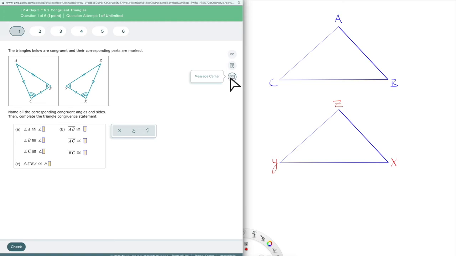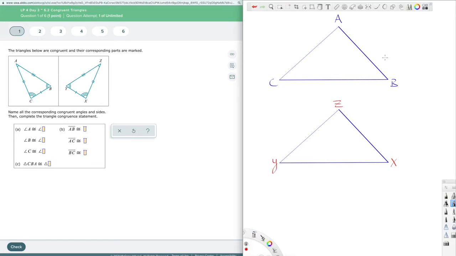All right, so let's go ahead and talk about congruent triangles and the markings that go with this. When we're talking about angles, they're going to have us mark angles, they're going to have us mark sides, and then they're going to have us show that one triangle is congruent to the other triangle. So we do have to pay attention to the markings here.